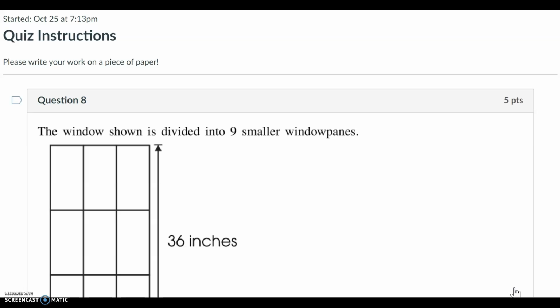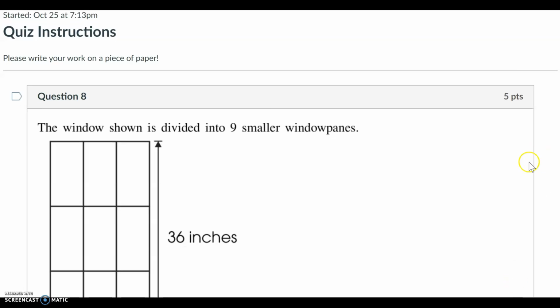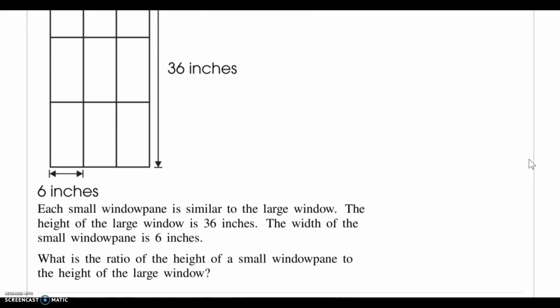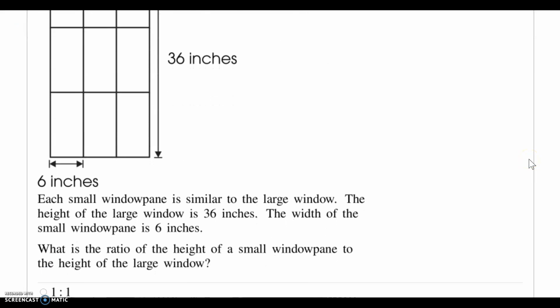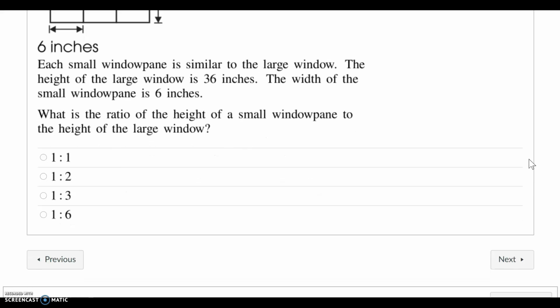Question 8. The window shown is divided into 9 smaller window panes. Each small window pane is similar to the large window. The height of the large window is 36 inches. The width of the small window pane is 6 inches. What is the ratio of the height of a small window pane to the height of the large window? 1 to 1, 1 to 2, 1 to 3, 1 to 6.